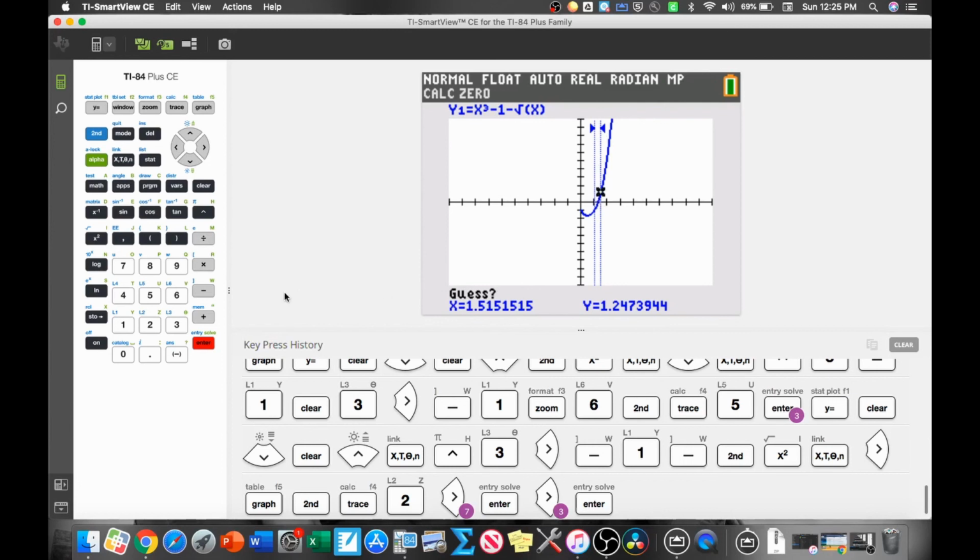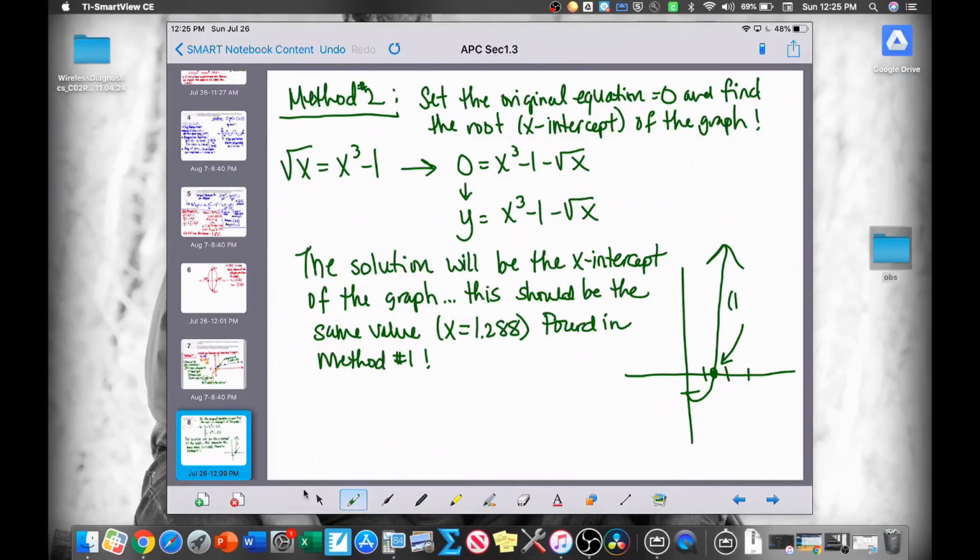So now it says, should I make a guess? And you hit enter again. And look at that. 1.2875, which is our 1.288. That is exactly the same as what we had before when we did method 1. So let's go back to our notes, and we're going to put 1.288, 0. So we did get the exact same thing.